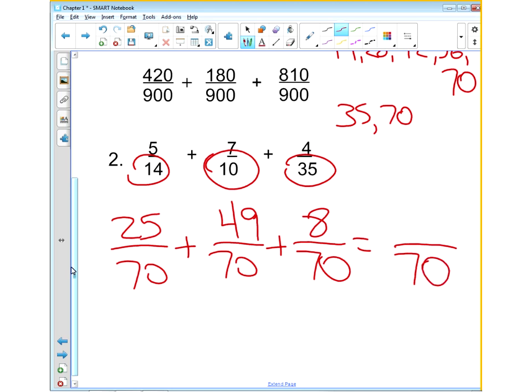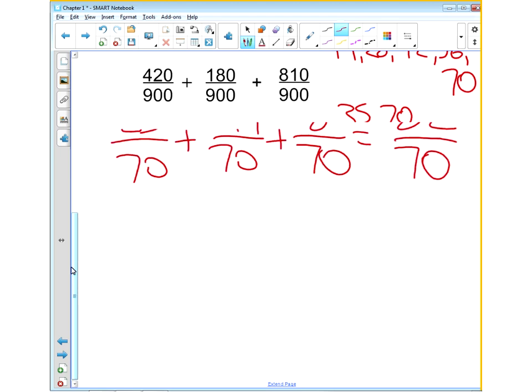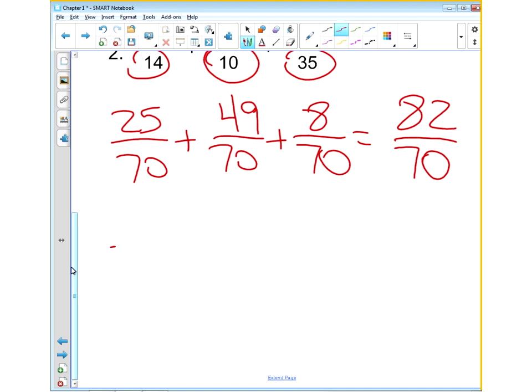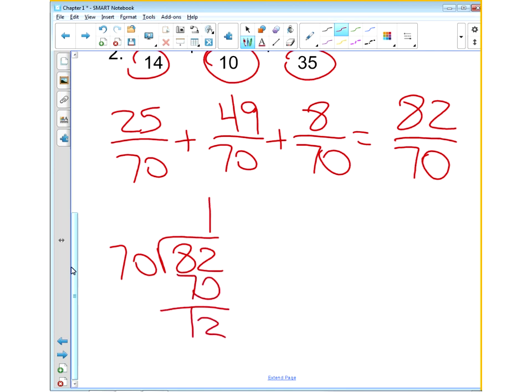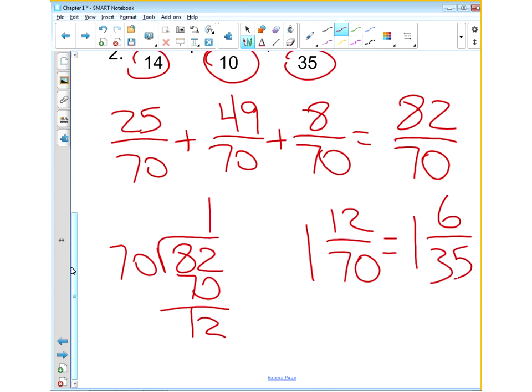So I've got 25 and 49 is 74, and let me see, 74, 82. So once again, I have to divide my numerator into my denominator. That'll go once with a remainder of 12. So I've got 1 and 12/70, but they're both even numbers, so I can divide by 2. So my answer is 1 and 6/35.